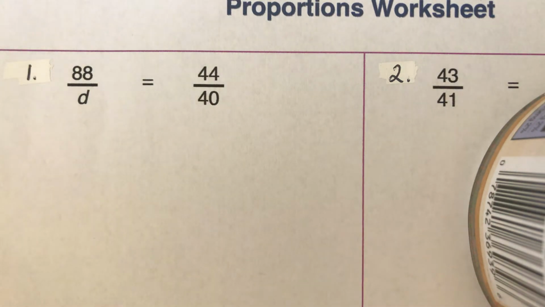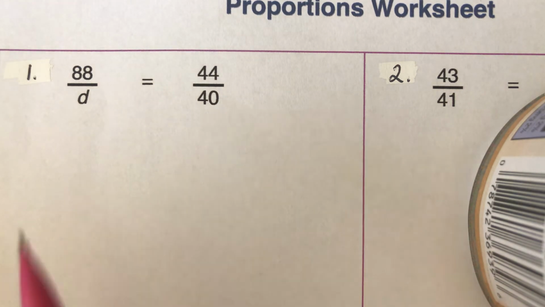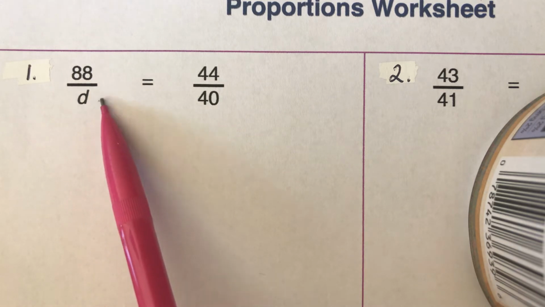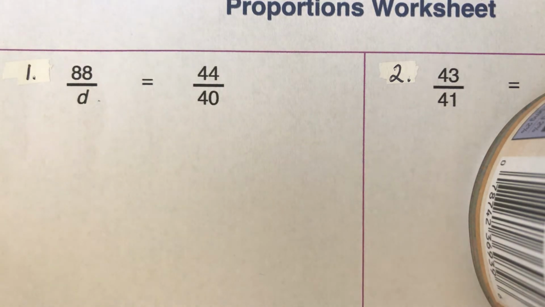So this lesson is going to lead into our next lesson on similar triangles, and we're going to use proportions to solve for sides of similar triangles in our next lesson. So first we have to learn how to solve these proportions. Right now our goal is to try to find the answer of D. We looked at equivalent fractions last week, and this is very similar to that. But some of these may or may not be as easy to see as they were last week.